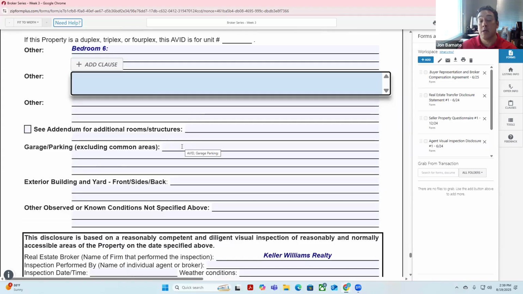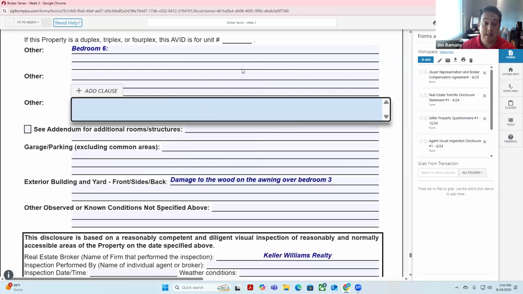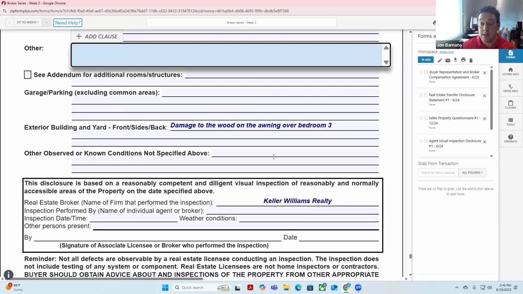Garage and parking areas. This would include the garage and the driveway. And then we have exterior, front and backyards, and exterior of the building as well. So say you walk in the building, you see some dry rot that looks like a dry rot. You don't put dry rot. You put damage to the wood on the awning over bedroom 3, for example. Oh, I spelled that horribly. So, does it make sense? Good, because you're not a pest inspector. You don't know if it's dry rot. Make sense?